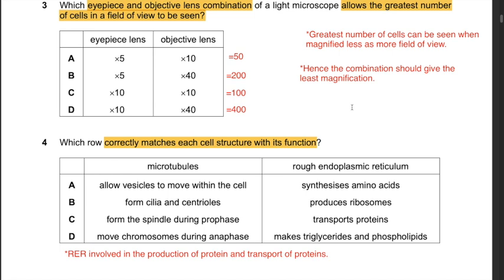However, the least magnified it is, the more field of view can be seen, and hence the more number of cells that can be seen. Therefore, the combination should give the least magnification, which is 5 into 10, which is 50. Therefore, A gives us the least magnification, hence will allow the greatest number of cells.